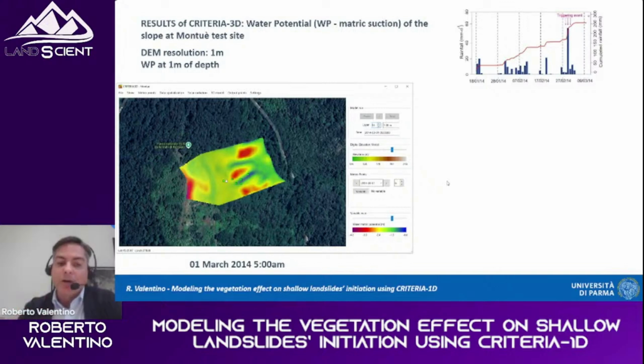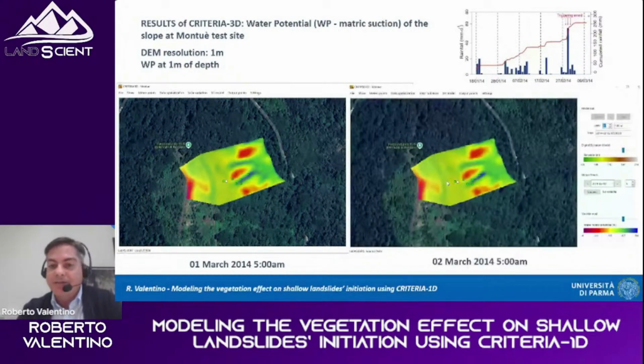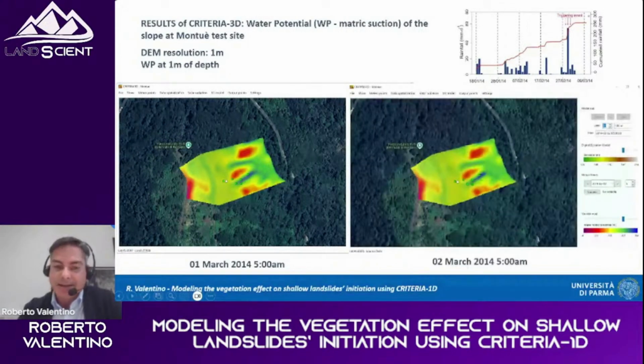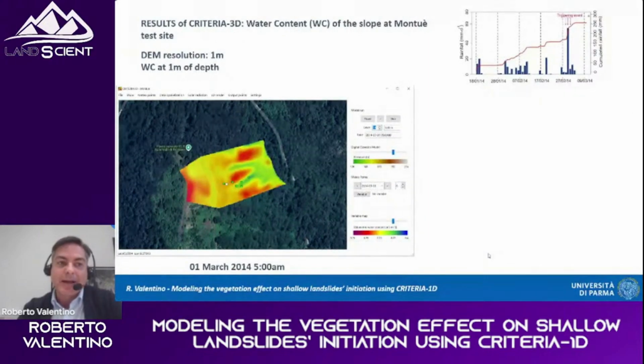On the left side, we see the 5 AM situation on 1st March 2014, but following this rainfall event, of course, the water potential changed 24 hours later. Sorry, it is not visible on the map, but the values on the color scale here and here are different, so the difference is there. Much more visible is the difference between the situation before the landslide event and after the landslide event in terms of water content at 1 meter of depth.